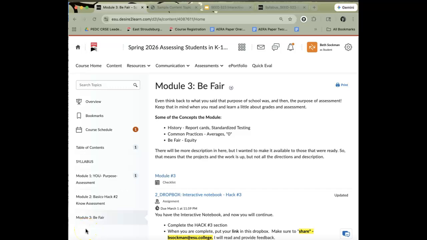Be fair. Don't we all want to be fair? It's like a basis of life, right? Or the basis of the school or what we want to do. Well, in this module, we're going to talk about being fair. But what does it mean to be fair when we talk about assessment?